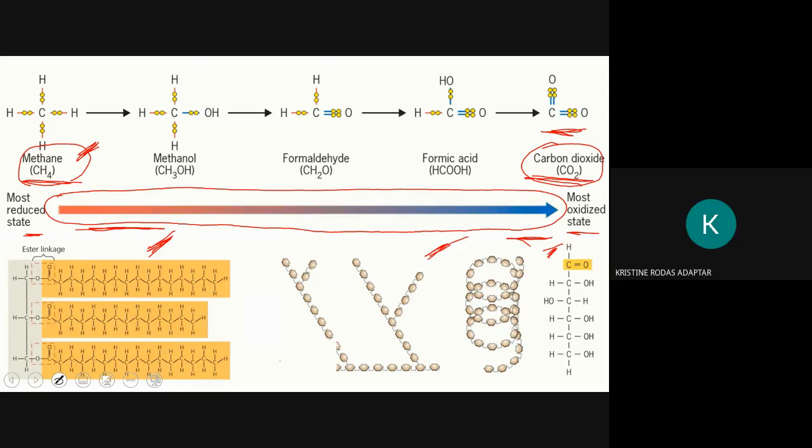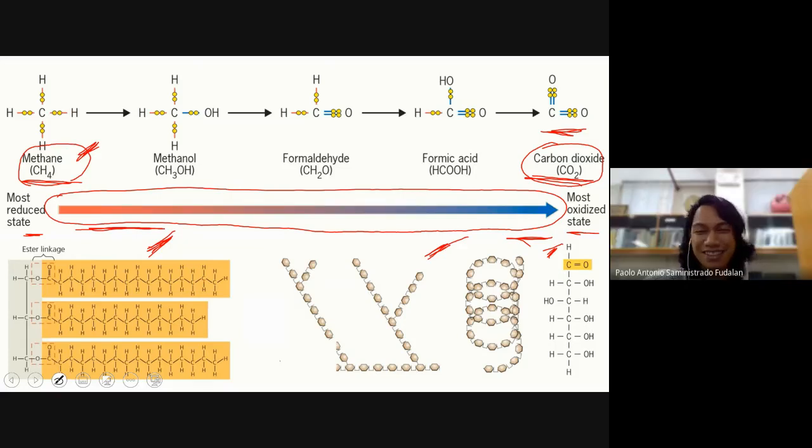Because sir, basing on the triglyceride structure, it is made up of the majority of hydrocarbons, which we can see are attached to the glycerol backbone. So fats are in a more reduced state than carbohydrates. So therefore, fats have more bonds that may be broken to provide energy for the cells. That is correct. Okay, that is exactly correct.